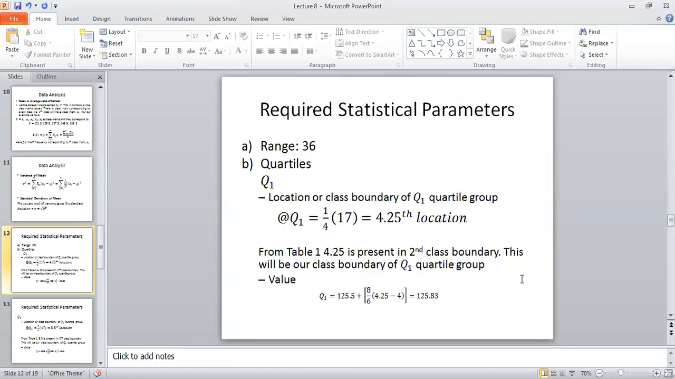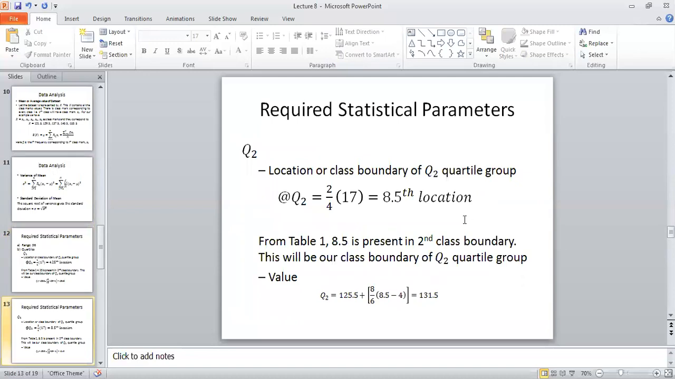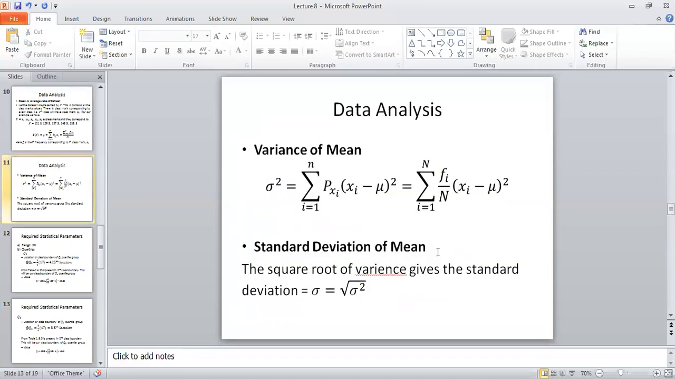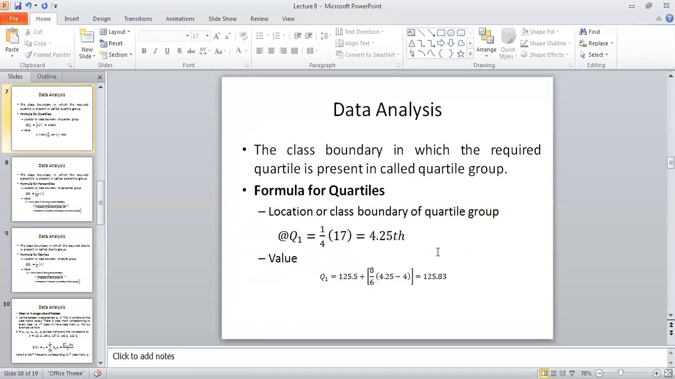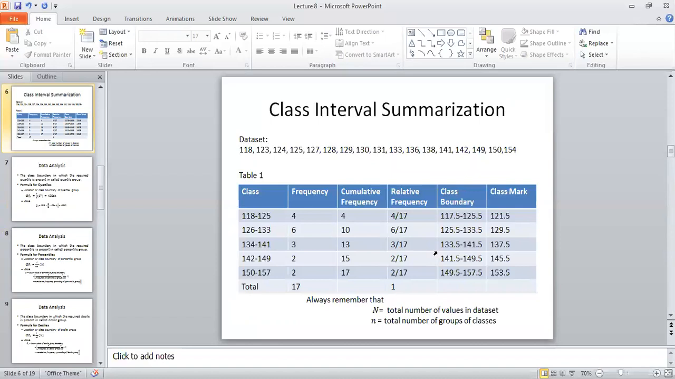So we just calculated this quartile 1 value, and similarly, we can do the calculations for quartile 2, which is 2 upon 4 into 17, giving us a location of 8.5. Then, using this location, we determined the class boundary which contains this 8.5 location. If you move on to the table that we just saw, where is 8.5 located? Again, we can see that 8.5 is located in the second class.